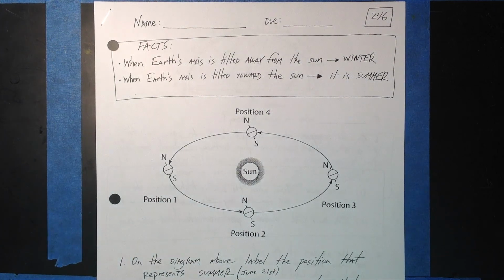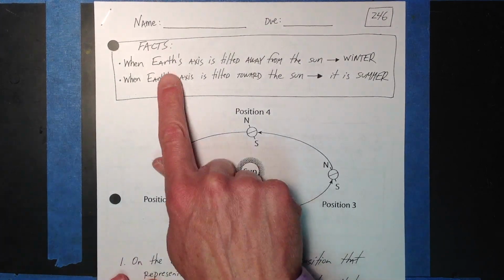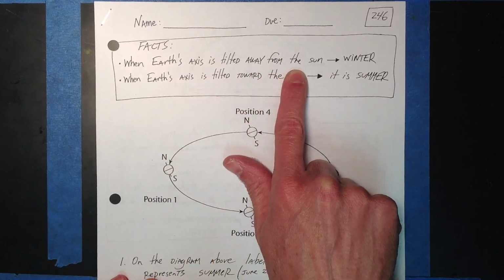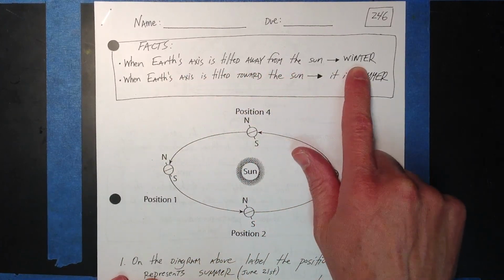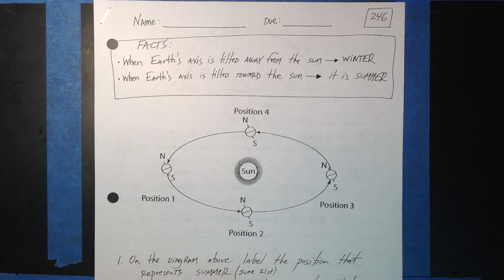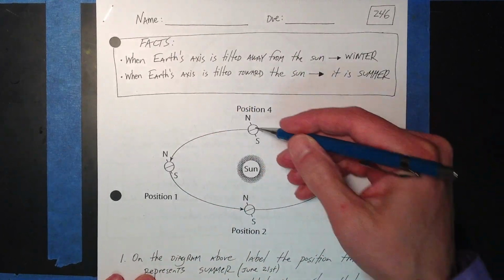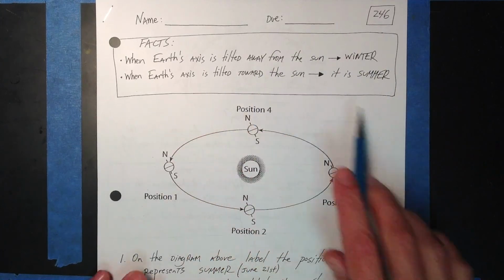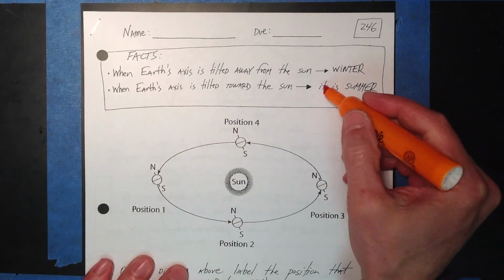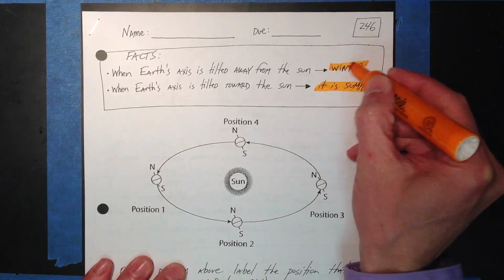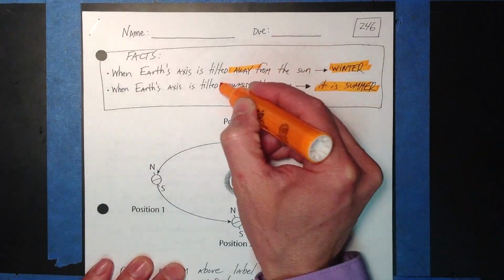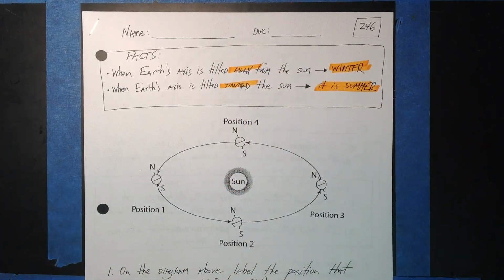So let's start. First of all, facts. When Earth's axis is tilted away from the sun, it is winter. By that I mean the north pole of Earth's axis. When Earth's axis is tilted towards the sun, it is summer, or maybe the first day of summer. Away is winter, toward is summer. That is key. You need to know that and apply it here.